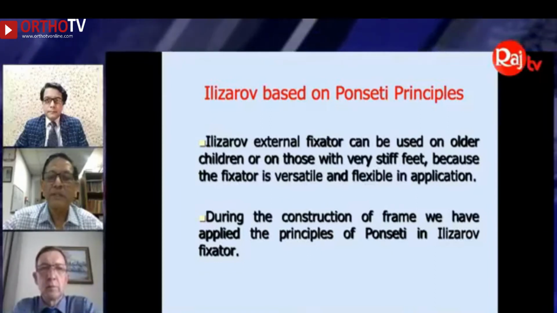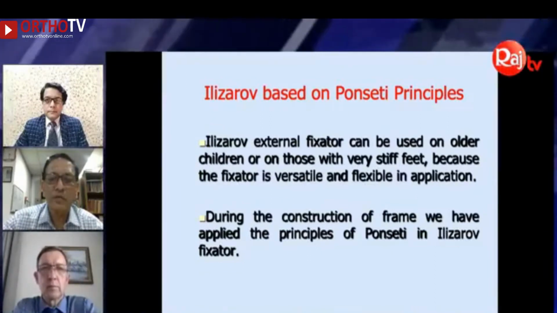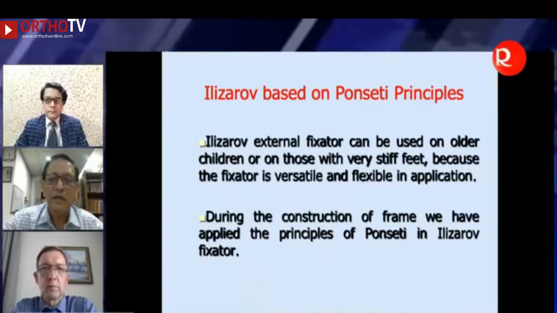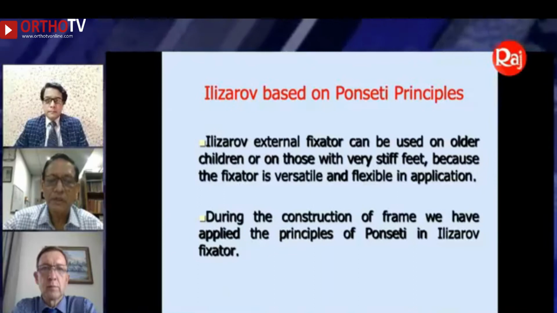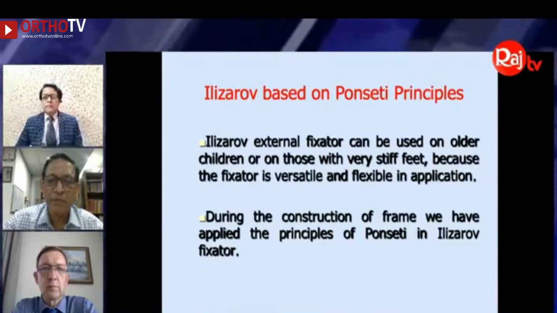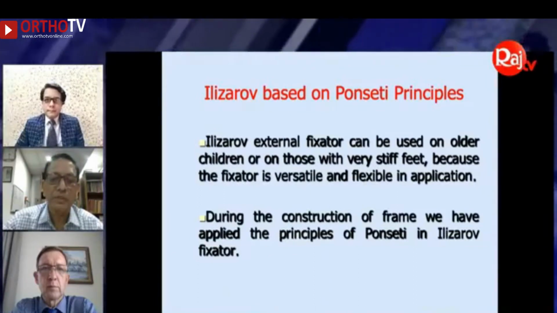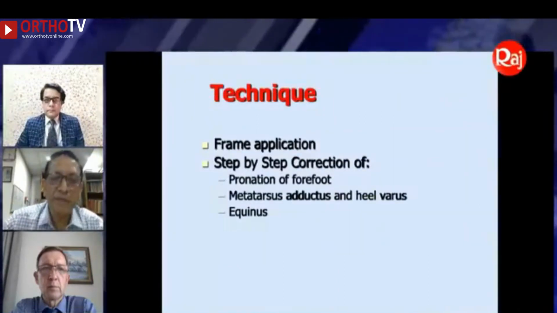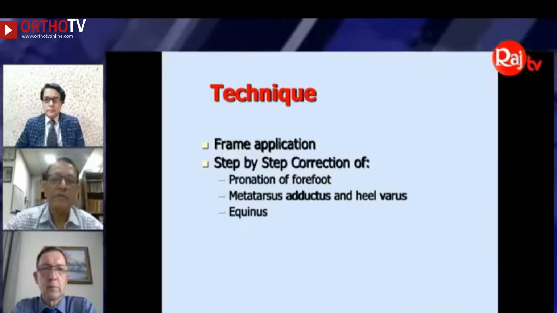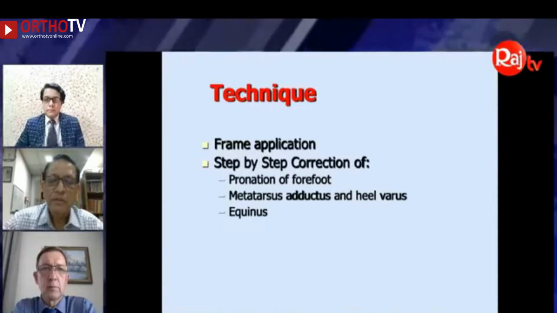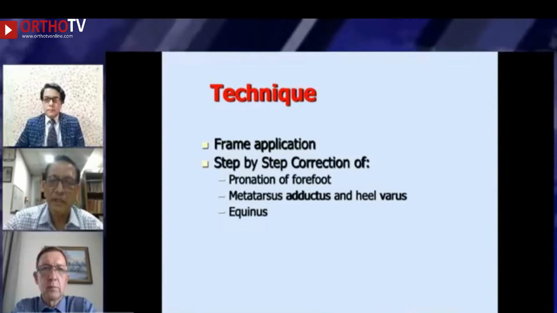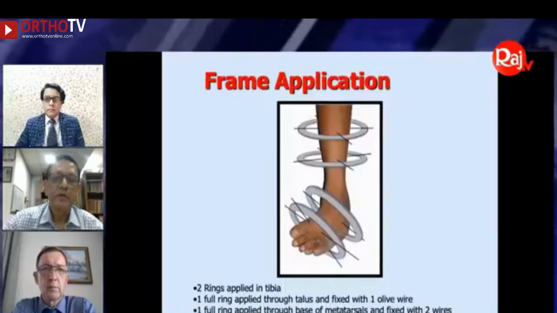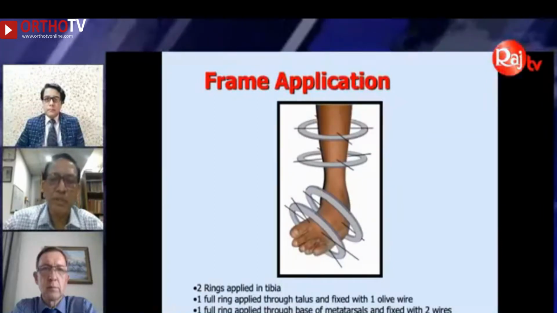Ilizarov external fixation can be used in older children or those with very stiff foot because the fixator is versatile and flexible in application. During the construction of the frame, we have applied the principle of Ponseti in the Ilizarov fixator. So our technique is frame application, then step-by-step correction of the pronation of the forefoot, then metatarsal adduction and heel varus, and in the last, equinus is corrected.